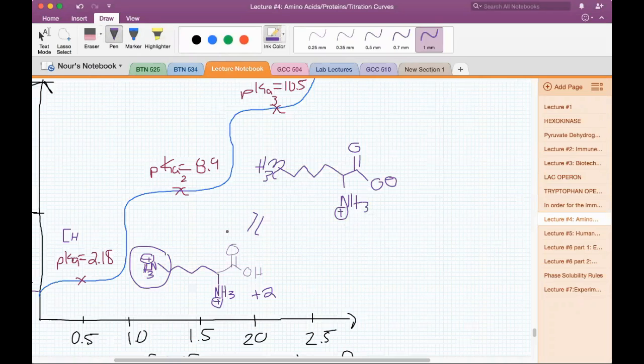That's an N. So at this point, at the pKa, half of the amino acids in the solution are in this structure and half of them are in this structure. The conjugate base, right? So now we have a charge of +1 because these two cancel each other out, and the only charge is this positive charge.